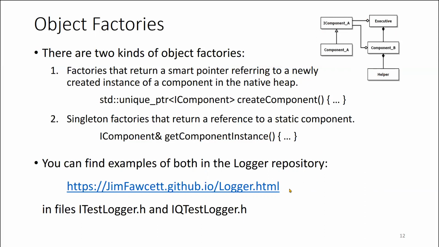There's a more realistic example in this repository. I built a logger that I'll be using in lots of testing in the repository. And this logger actually implements both of these kinds of factory functions, so that a user of the logger can either have a singleton instance he shares with other parts of the program, or it has one that he's just using now.